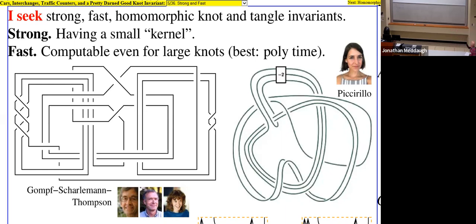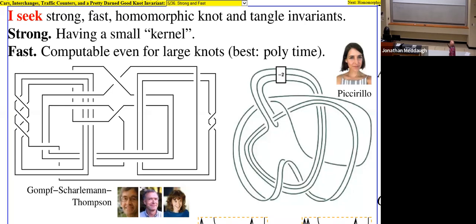And let me try to explain what these things mean. So strong is kind of obvious. I want it to have a small kernel. I want it to be nearly one-to-one. Okay, so I want it to be as close as possible to separating knots.